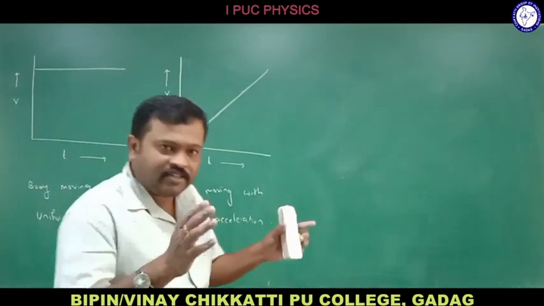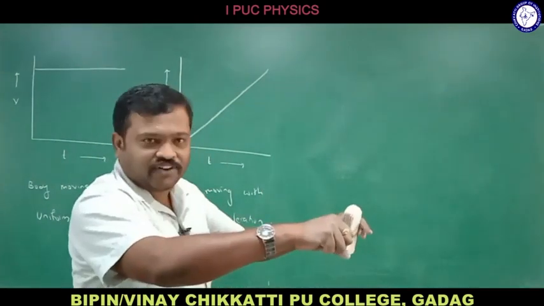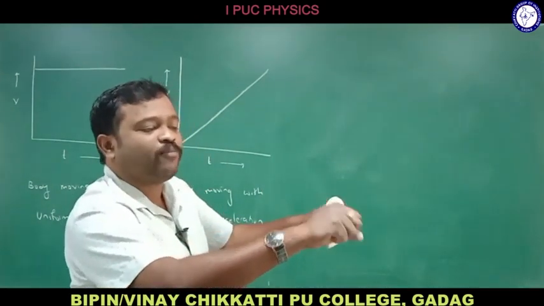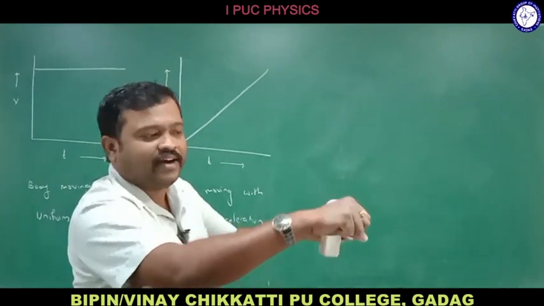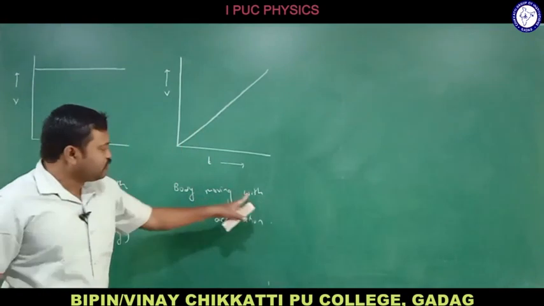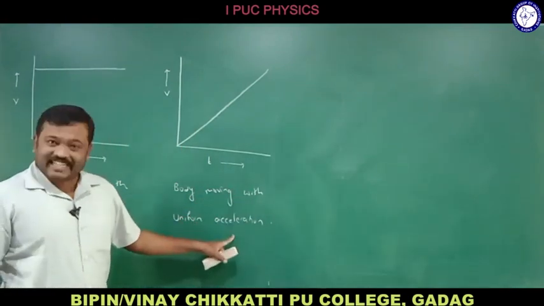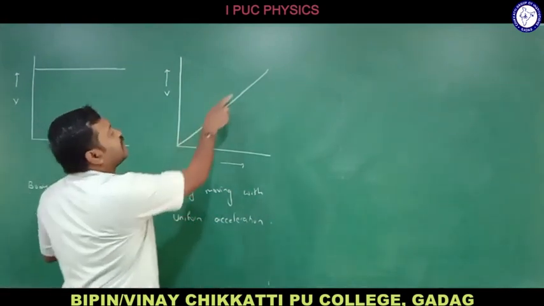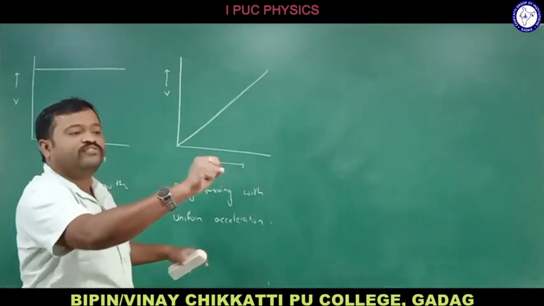Just imagine there is a bike rider who is at rest. He increases his speed continuously, meaning he is giving acceleration to his bike. How is the body moving? The body is moving with uniform acceleration, in a straight line. That we call uniform acceleration.